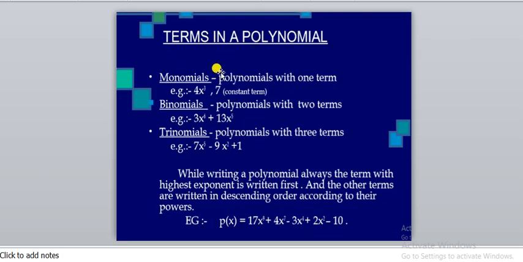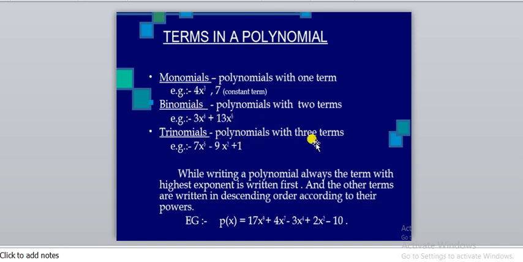Now, terms in a polynomial. Monomial: a polynomial with one term. Such an algebraic expression will consist of one term. 4x cube has only one term, so it is a monomial. 7, a constant term, is also a monomial. Binomial: polynomials with two terms. Example, 3x raised to 6 plus 13x raised to 5. It consists of two terms, so it is a binomial.